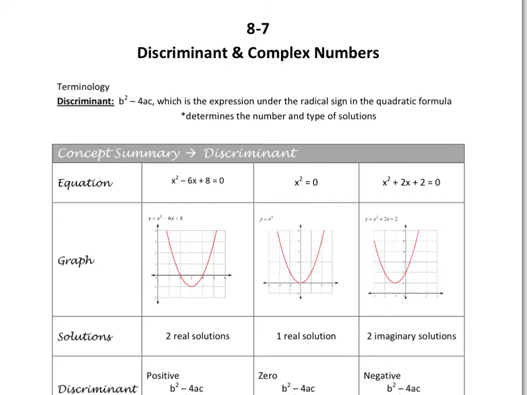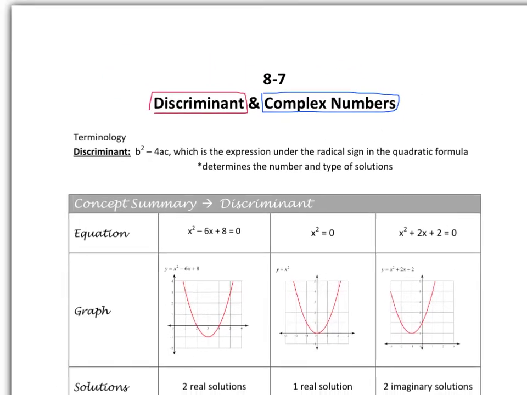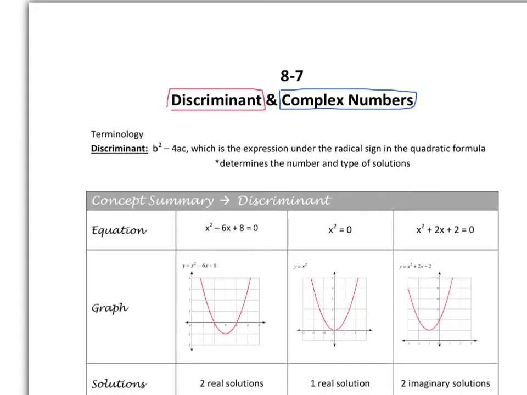Lesson 8.7, Video 1. This video is going to be a brief introduction to what this lesson is about. There are two things being covered: the discriminant and complex numbers. The discriminant is merely a part of the quadratic equation.